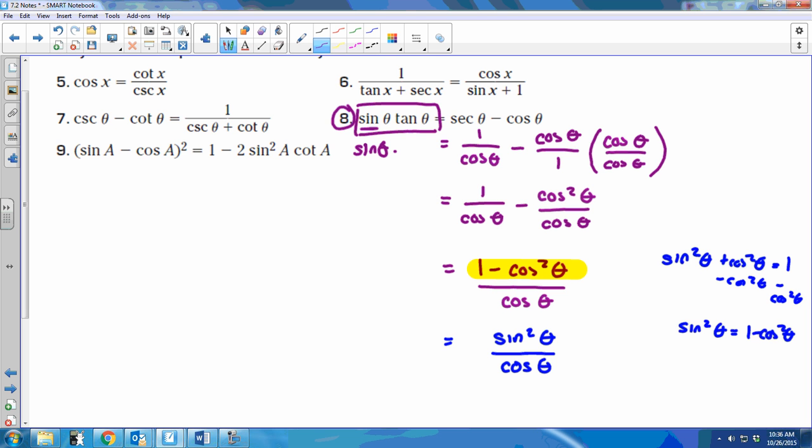Yeah, tangent is sine over cosine. So those are being multiplied together. Ethan said it was sine squared over cosine squared. Sorry, over cosine. Which is what we wanted. That's what we have down here, right? So we've now shown both sides are equal to each other.